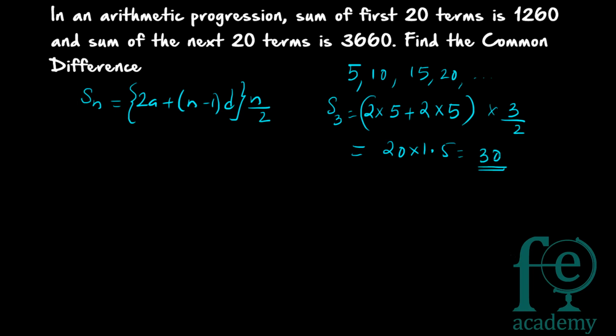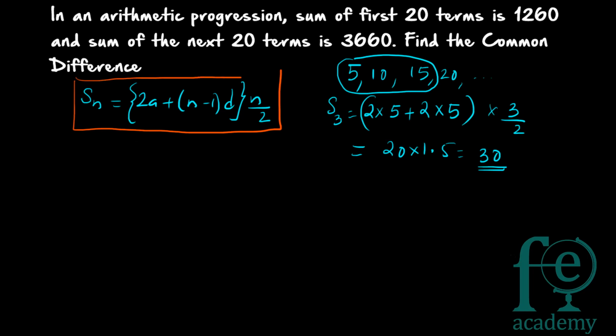Here you can see that the sum of the first 3 terms is 5 plus 10 plus 15, which gives you 30. So this is the formula for finding the sum of n terms of an arithmetic progression: Sn is equal to n by 2 into 2a plus n minus 1 into d. There is another way of writing this formula, so let's see this. n by 2 into, this can be split up as a plus n minus 1 into d.